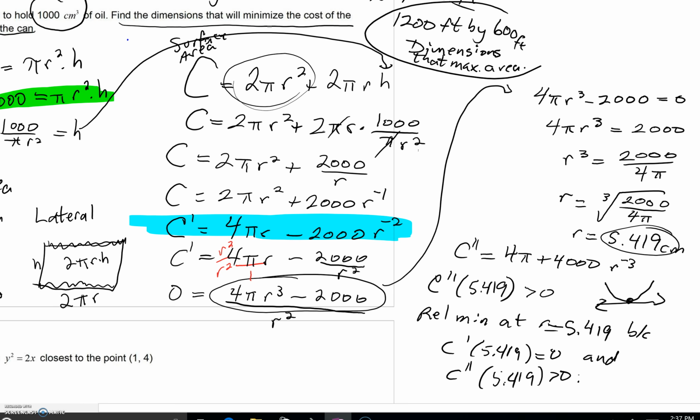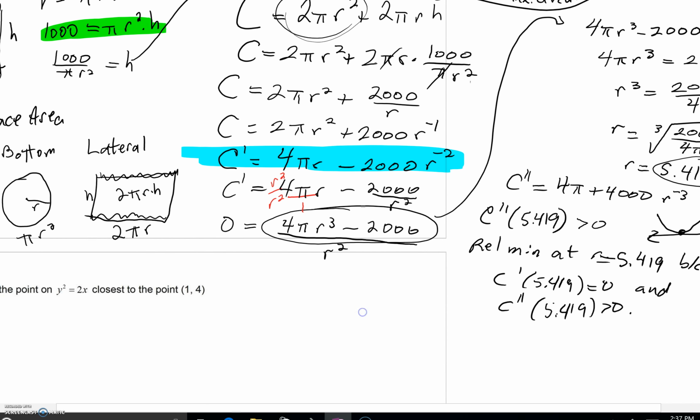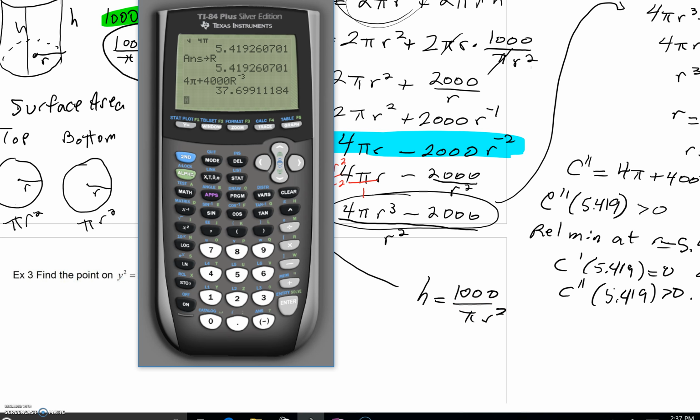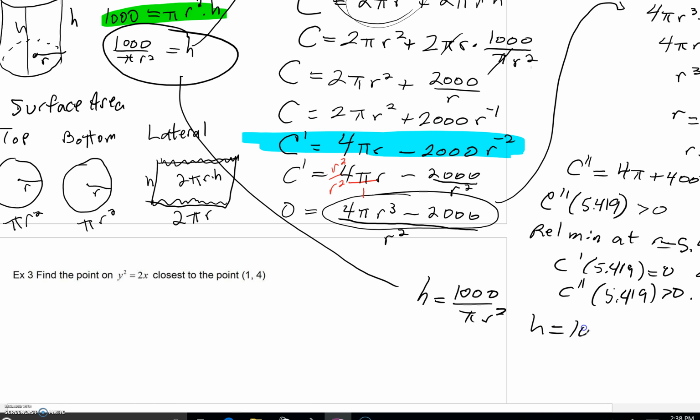Okay? So I know there's a minimum, but they're also going to ask for what your height is. Your height is right over here. Height is 1,000 all over pi r squared. So get that calculator out, hit alpha y equals, and type in 1,000 all over pi r squared. And then you get your height. Your height's 10.839. Those are the dimensions that will minimize your cost. Your r was 5.419, your height's 10.8.